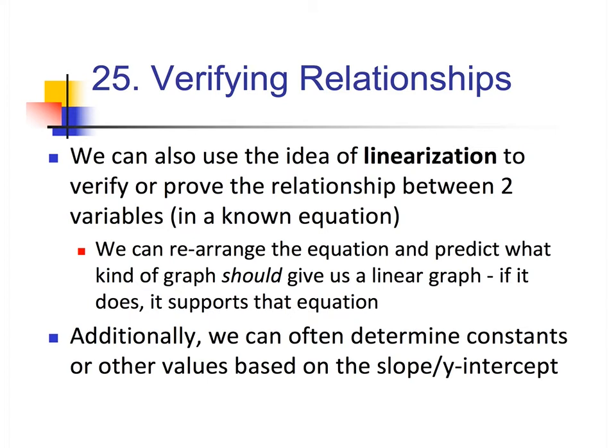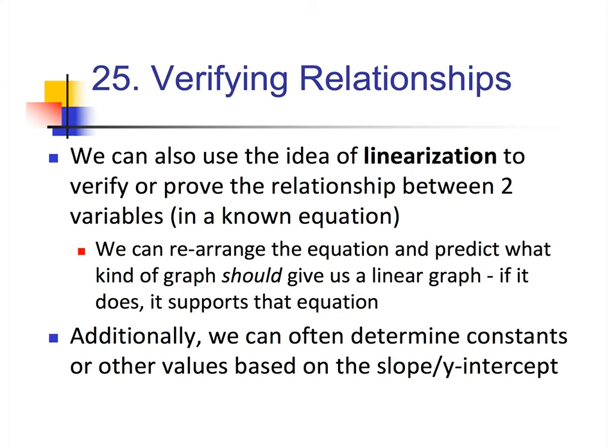So the second part of this linearization business is verifying a known relationship. There will be some times when we know what the relationship between two variables should be, and we want to verify or prove that that relationship is correct, using a graph, using linearization. So what we're going to do here is rearrange that known equation, that known relationship between the two variables, predict what kind of graph should give us a linear graph, and then graph it and see if it does. And if it does, it supports that equation being the correct relationship between the variables.